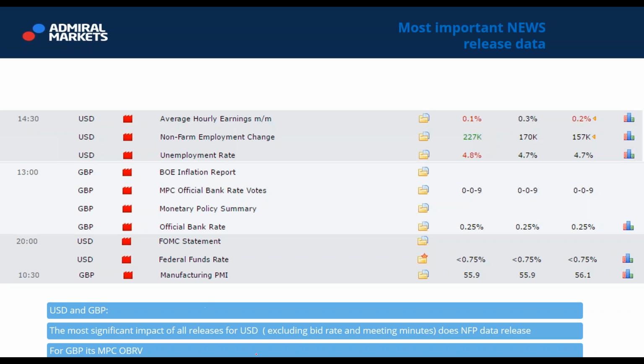Now, the most significant impact of all releases for the dollar is the NFP data release. Have in mind that NFP happens every first Friday of each month. So April first Friday, May first Friday, June first Friday, July first Friday, and so on.